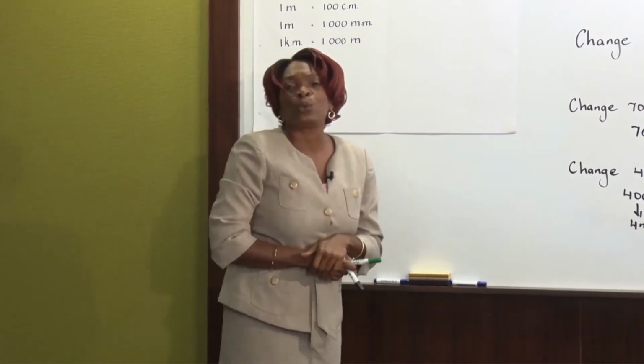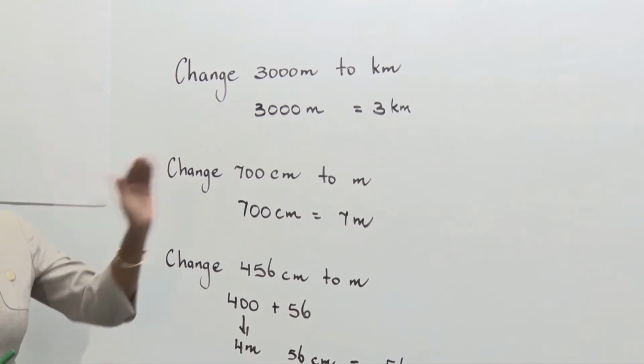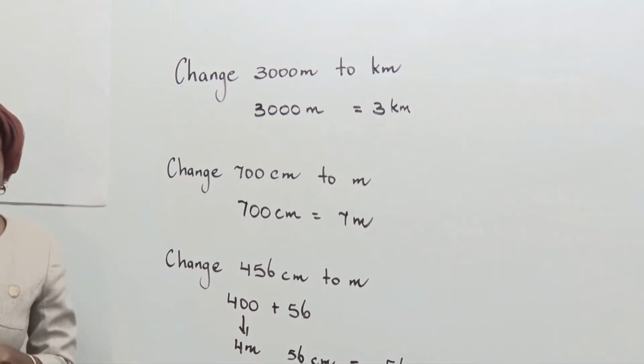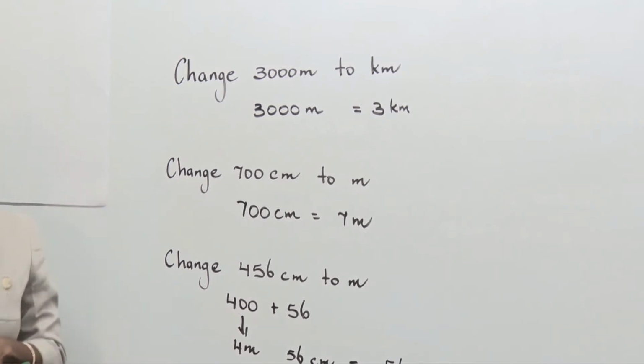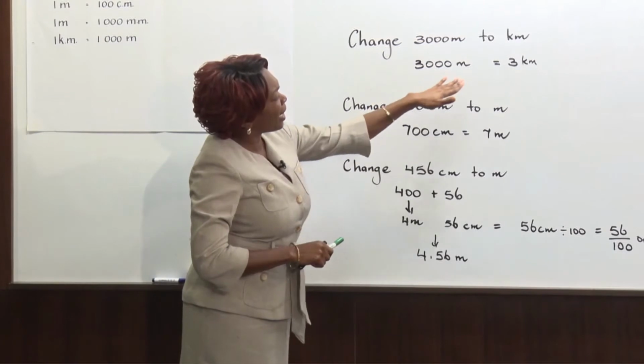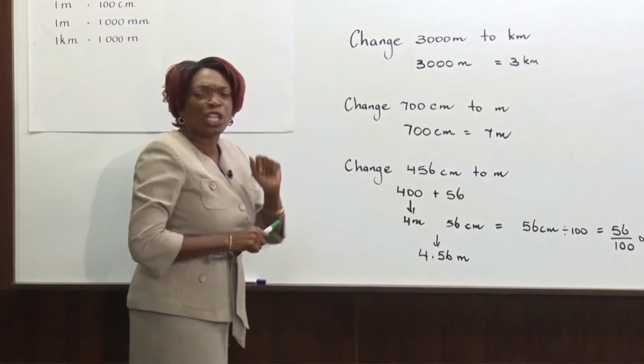What if I did not use the conversion table? How can I change 3,000 meters and get it to 3 kilometers without using the conversion table? Likewise, how can I change 700 centimeters to meters without using the conversion table? Let's take them one at a time. Let's look at the first one. What can I do? What can I use? What information do I have?